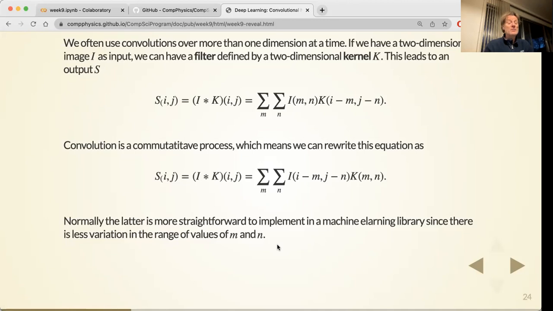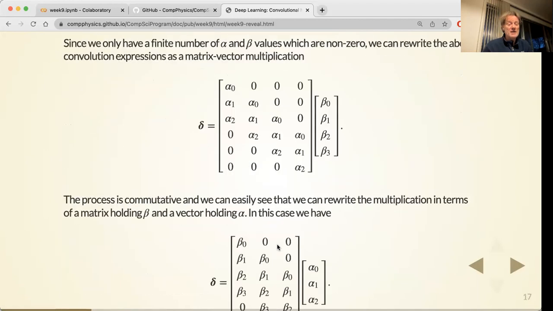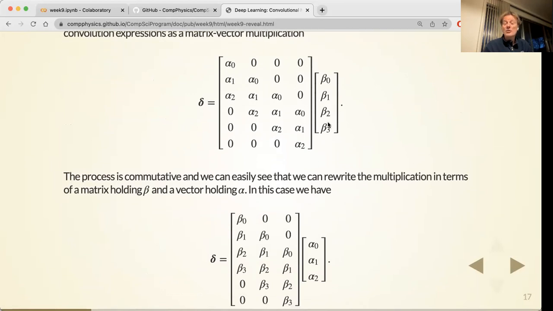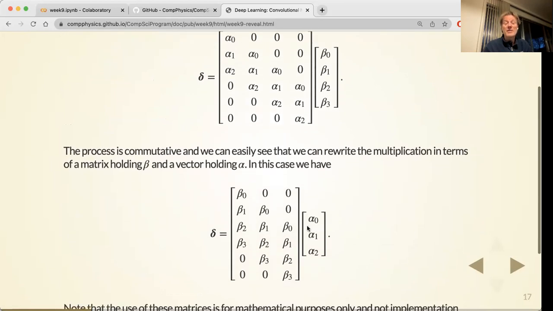If you go back to that simple example, the polynomial multiplication, let me show you again the difference. It's a commutative process, so we could set it up as the matrix which represents the alpha parameters and the vector which represents beta. But since it's commutative, we can rewrite it in terms of a matrix holding beta and a vector holding the alphas. This is the essential mathematics which takes place in the process of convolution.